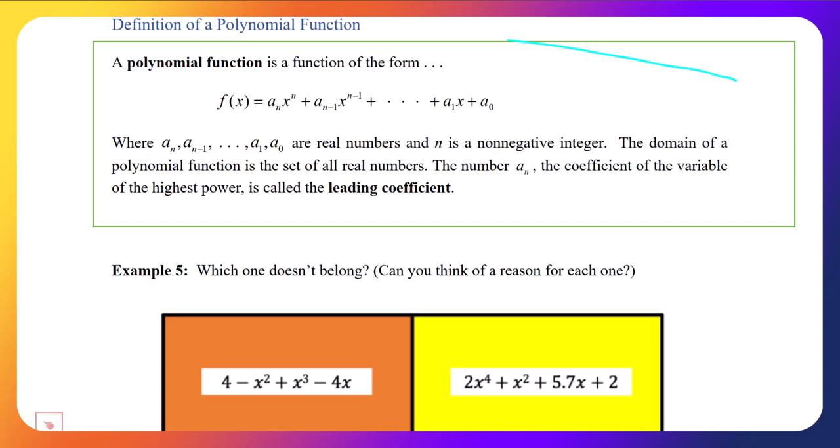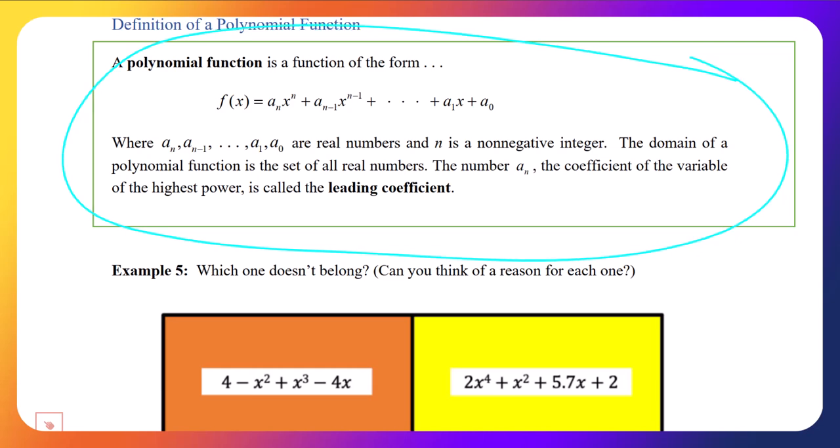Okay, this looks like a very complicated definition. Let's break it down, because it's not. The numbers in front, the coefficients in front of the x, these are all real numbers. So pretty much any number can go in front, just not imaginary numbers. But here's the key: the exponents.